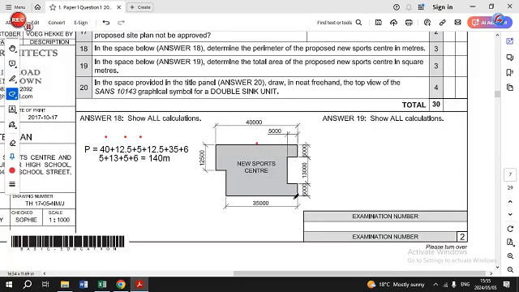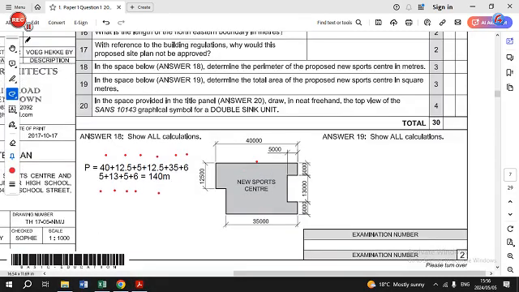So there we have that, and then we go this length here, which is 35 meters, and then we go up by 6 meters, which is there, and then we go in by 5 meters, which we have here, and then we go up by 13 meters, which we have there. We go out again by 5 meters, and we conclude up to that point over there with 6 meters. And altogether, that is going to give you 140 meters, which is the perimeter of the new sports center.